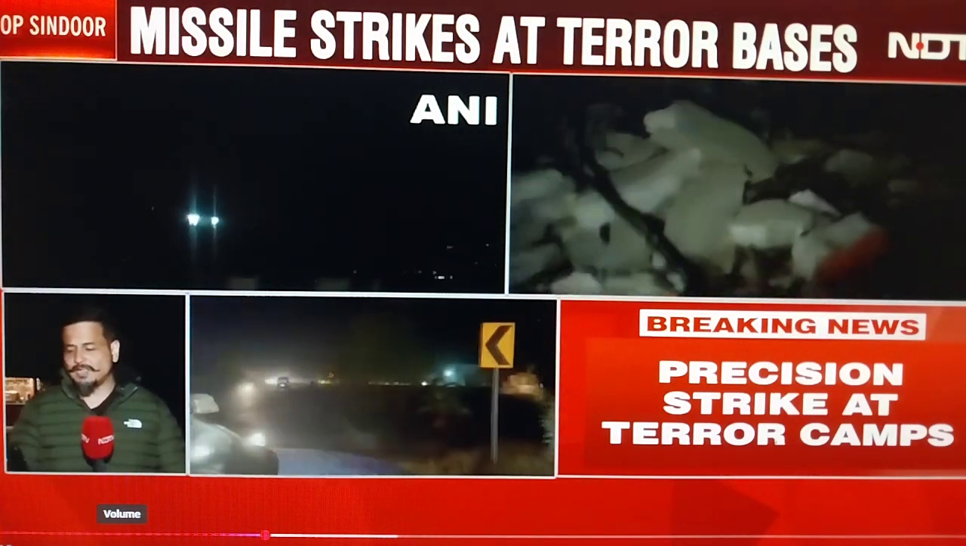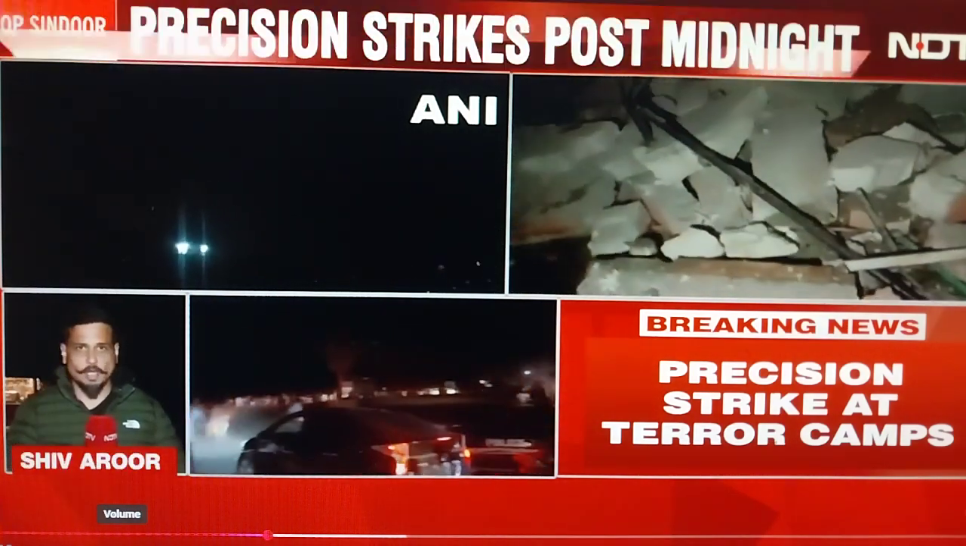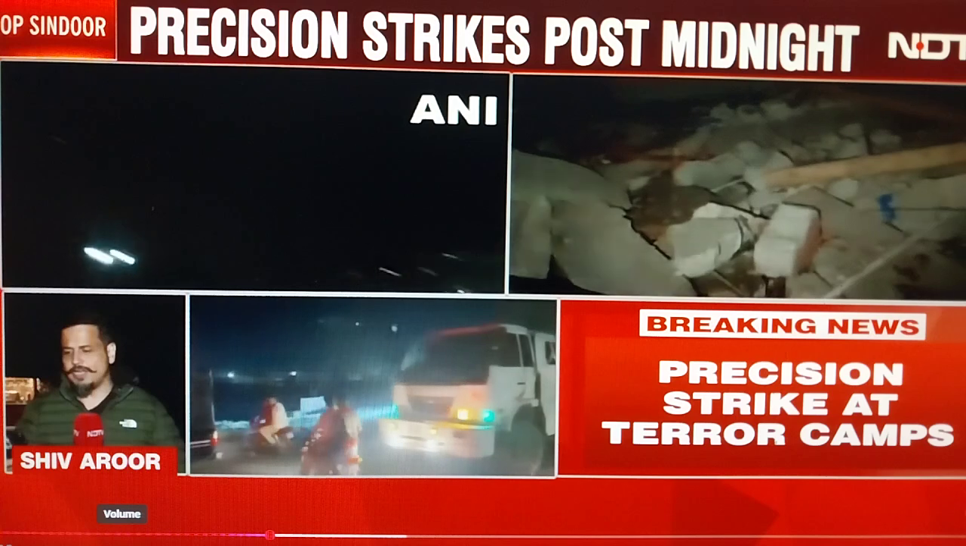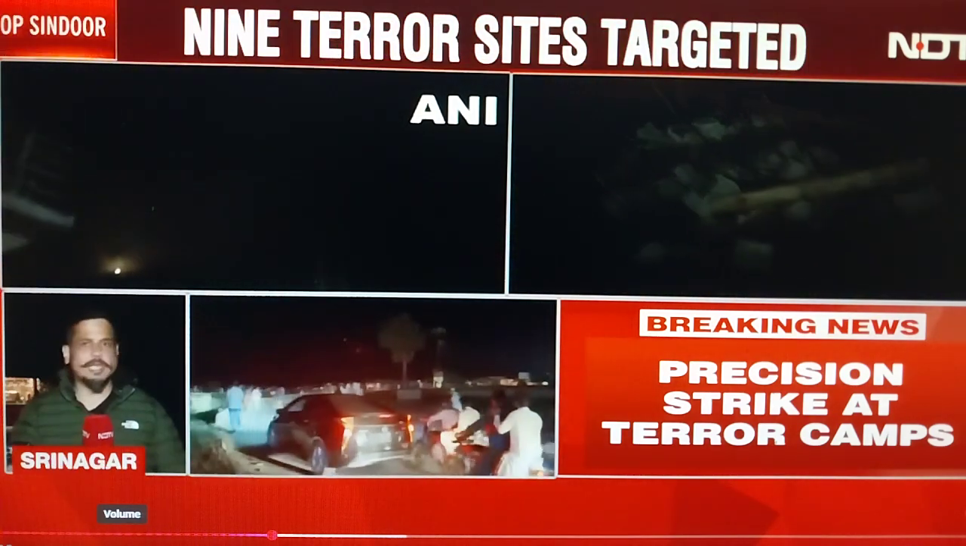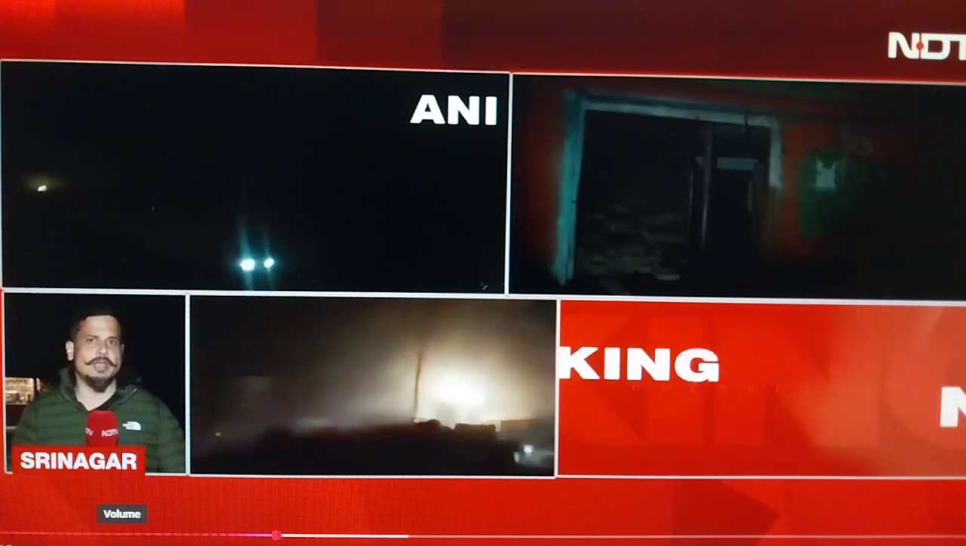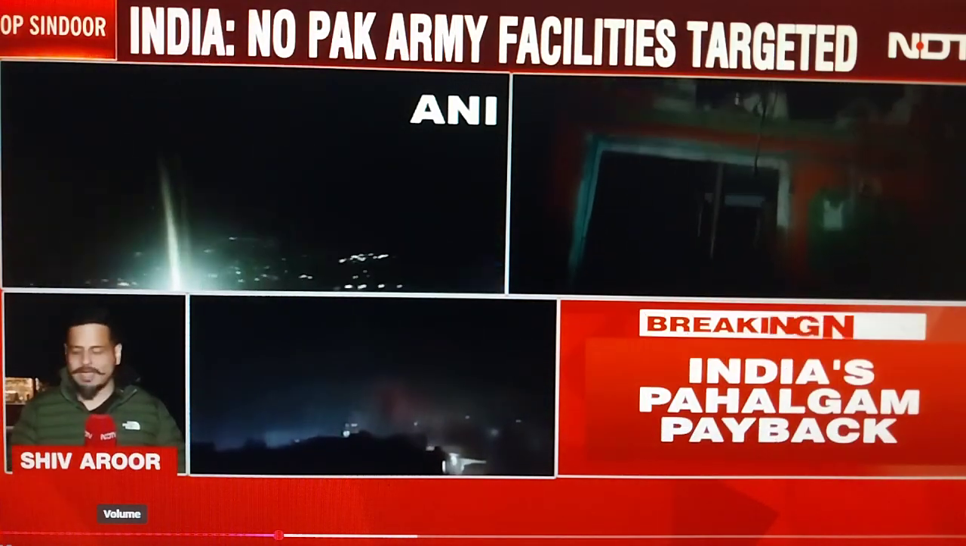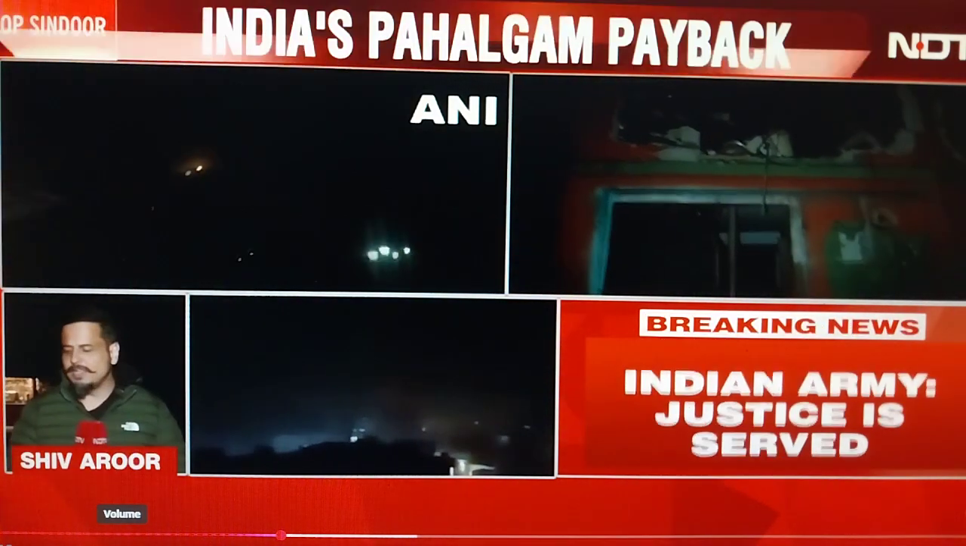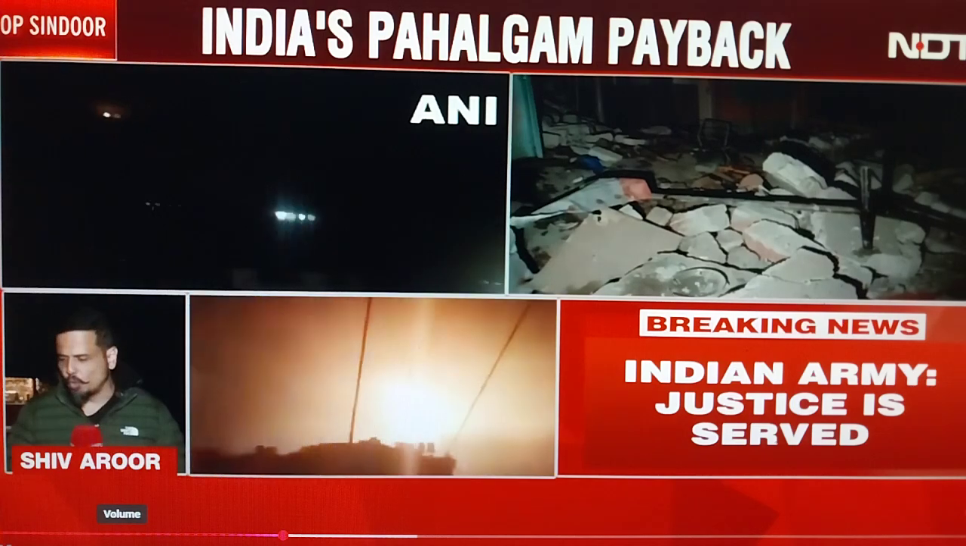These targets, Ankit, we've also got details. I'm going to tell you about the weapons that we're hearing have been used, but I quickly want to read out a confirmed list of the cities that have been struck and the targets that have been struck in these missile strikes as part of Operation Sindoor.